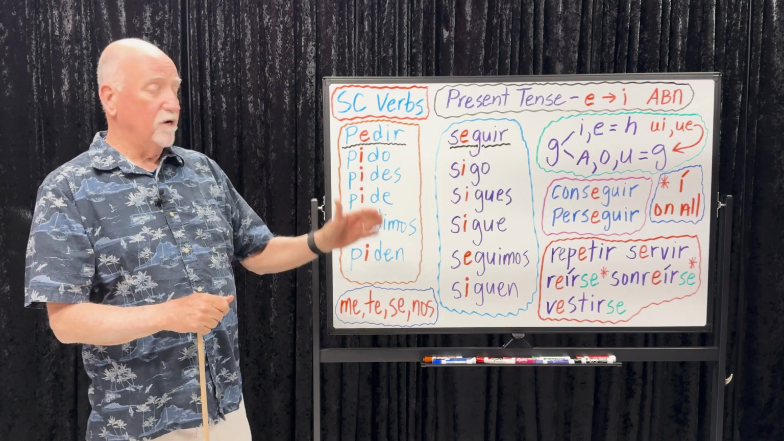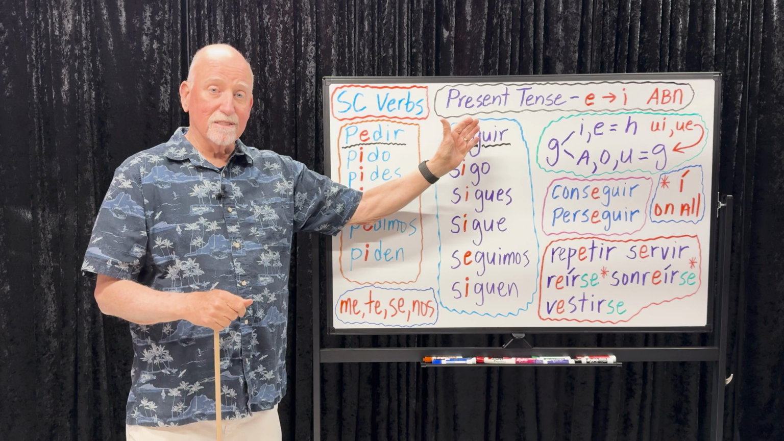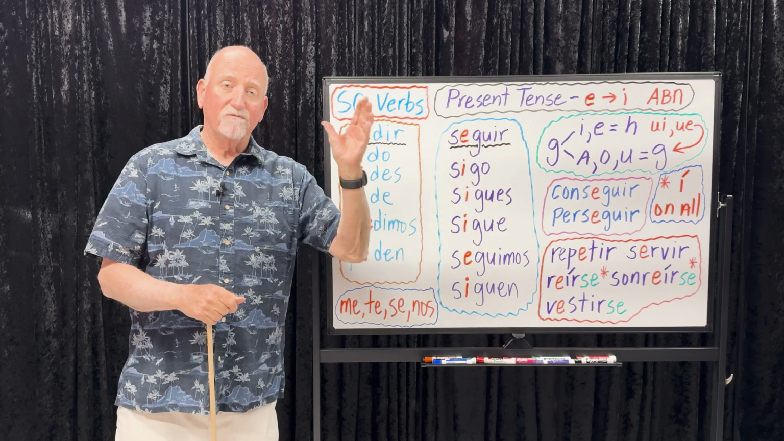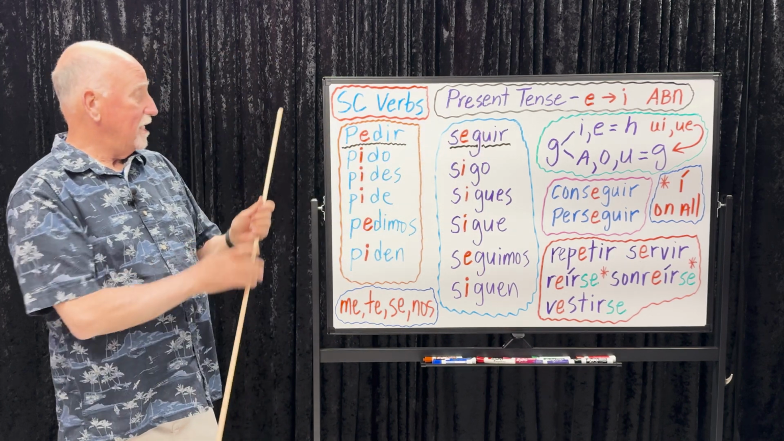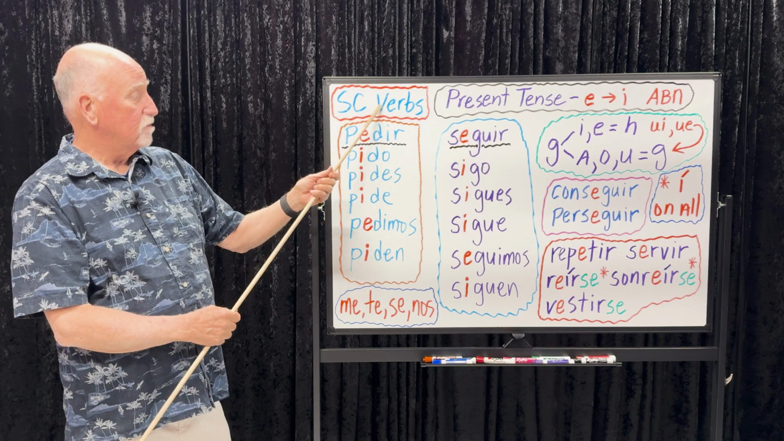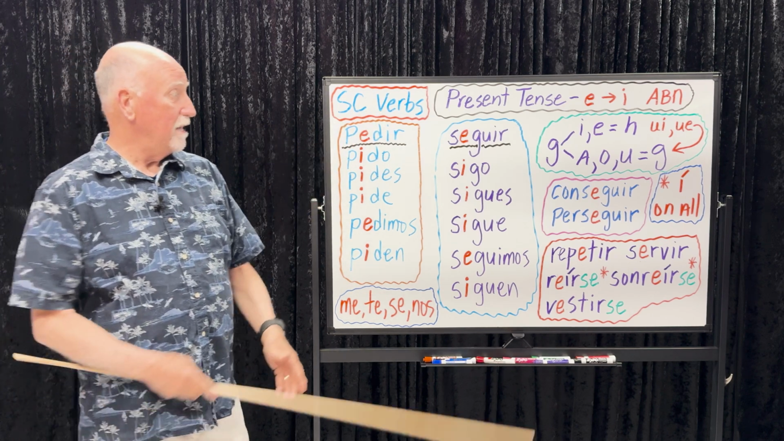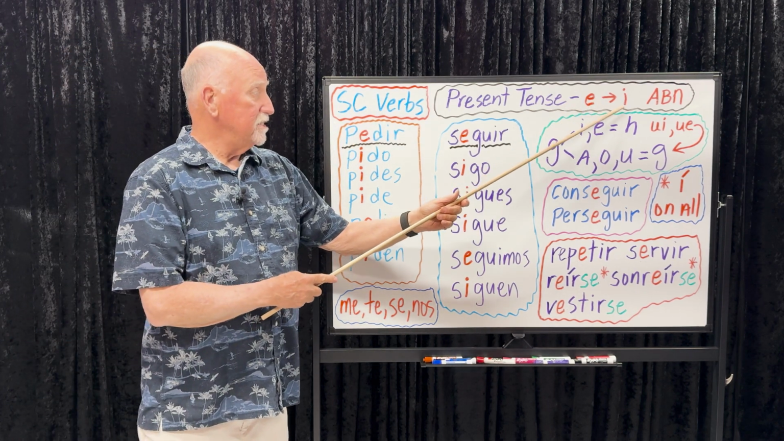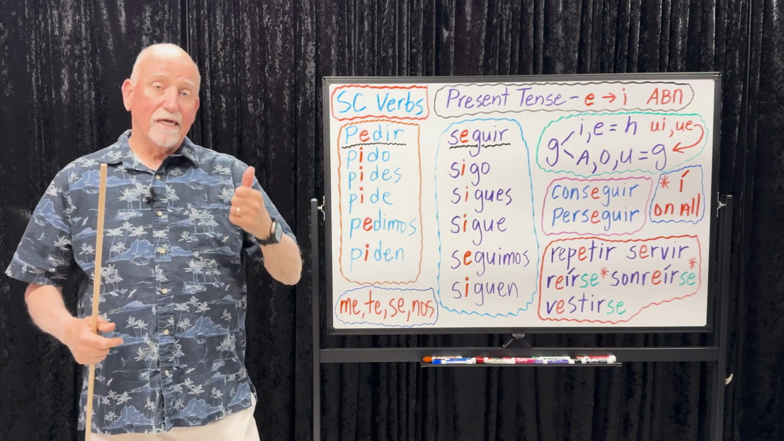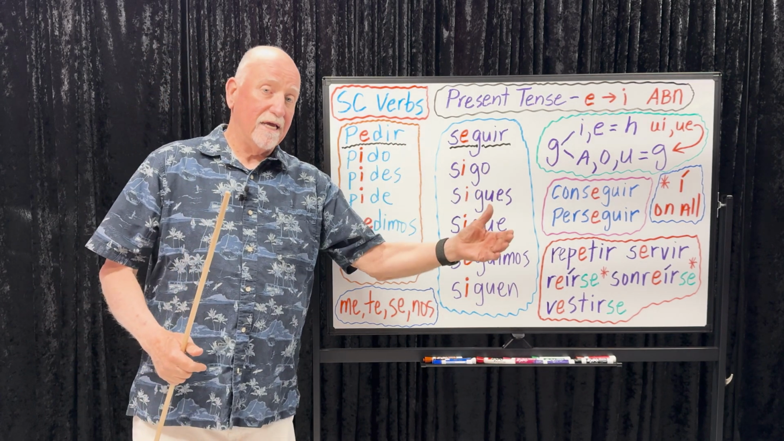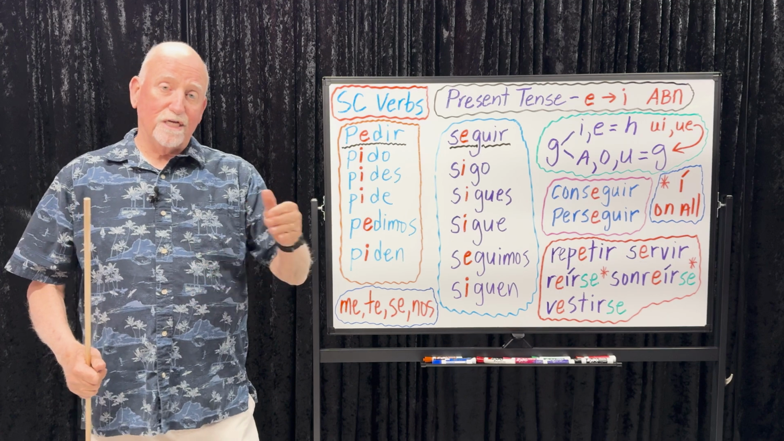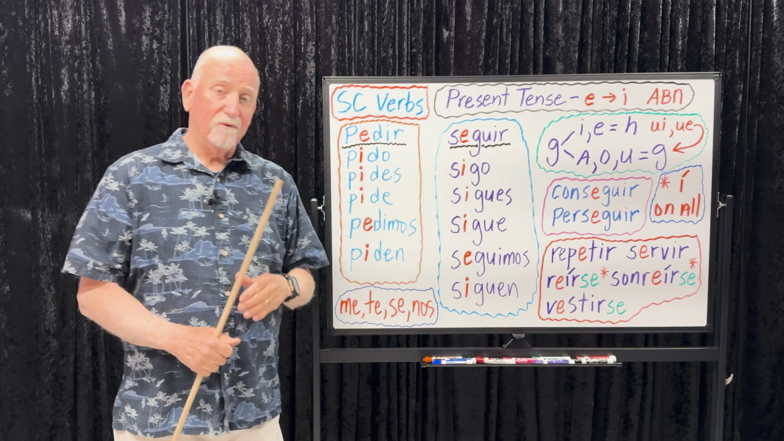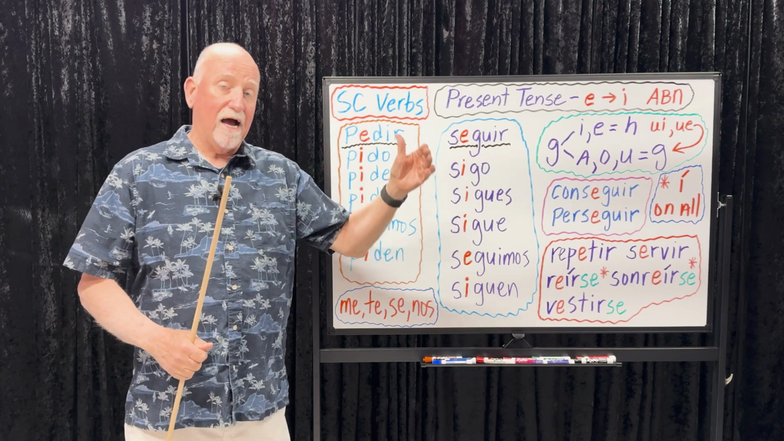We continue on our journey through the present tense. This is part 7 of 8. We're still looking at stem changing verbs. This time we're talking about the E changing to I. We've already had E changing to IE. We've had O changing to UE. And now we have E changing to I.